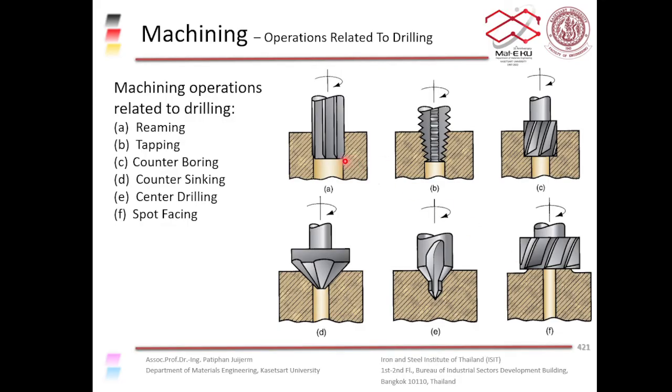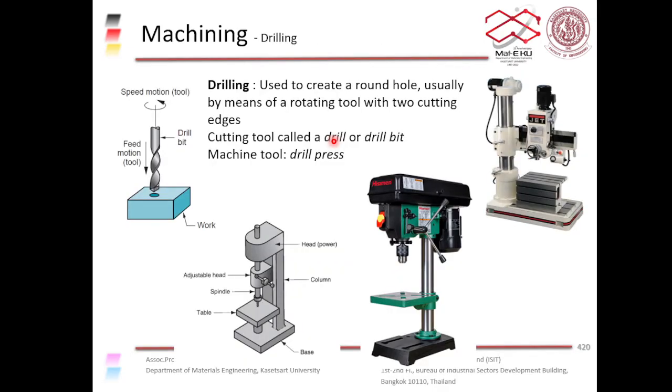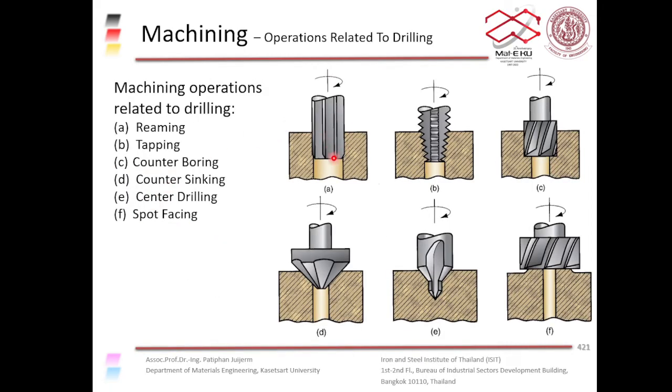The reamer looks very similar to the drill bit, but the main difference is that the flutes on the reamer are straight, not spiral like the drill bit's flutes.